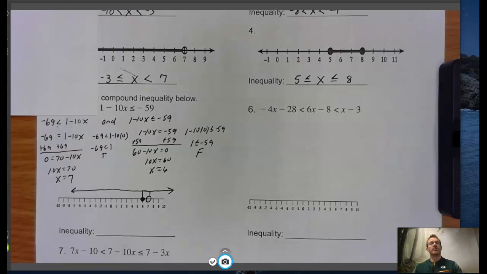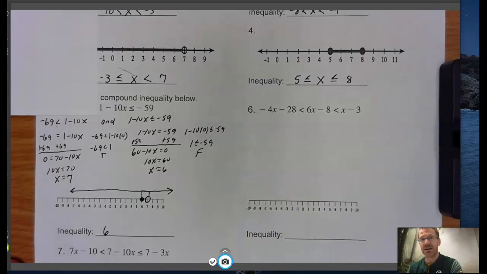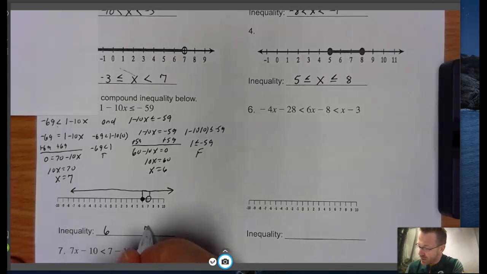And there we go. So now we see that we get that crossover, correct? And that crossover is where our solution set is, because it's an AND. We have to have both things be true. So notice 6 is our left-hand endpoint. 7 is our right-hand endpoint.